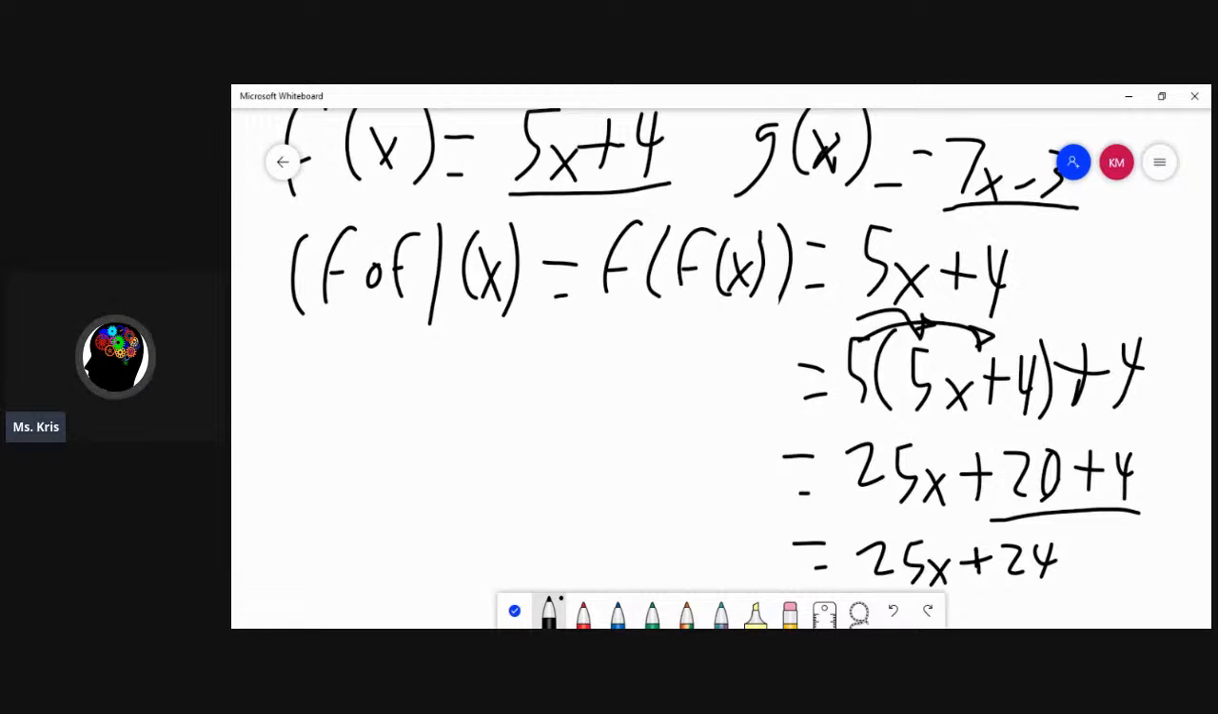All I'm doing is substituting. So for any function that you have to do within itself or to a second function, all you are doing is substituting that actual function as the letter x.